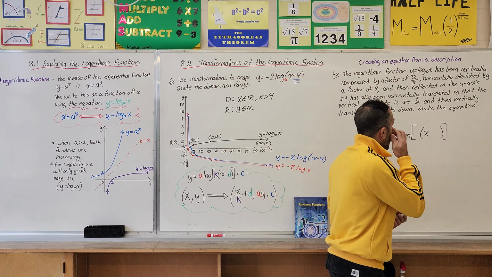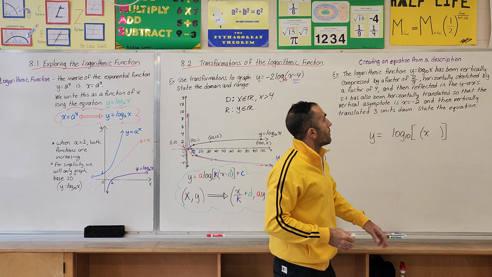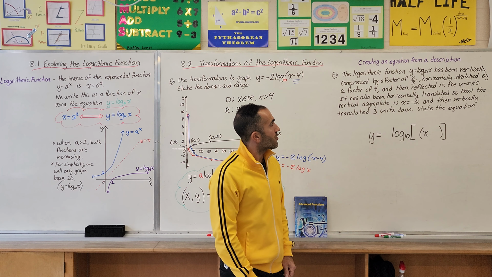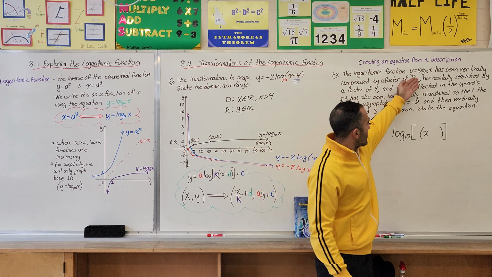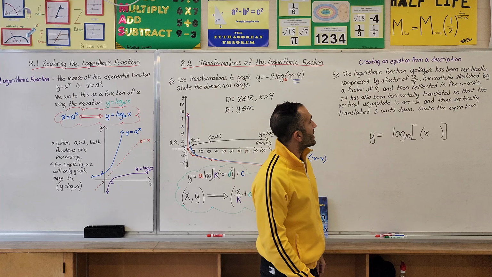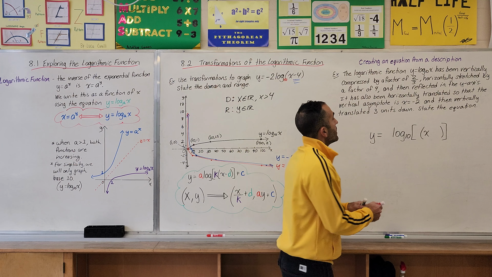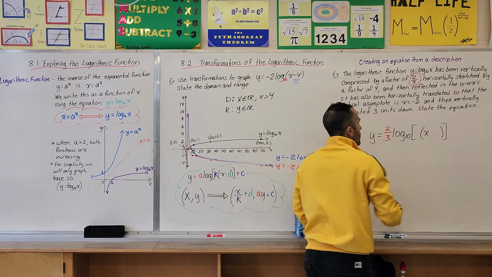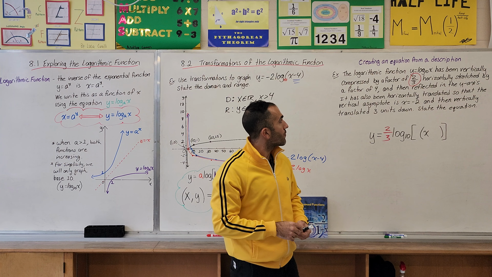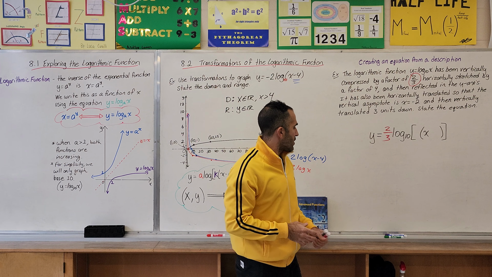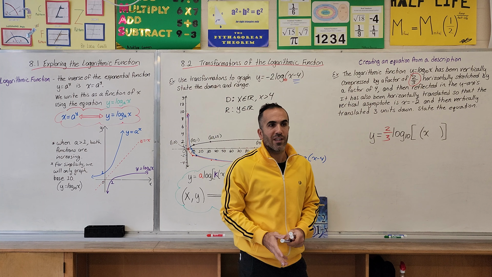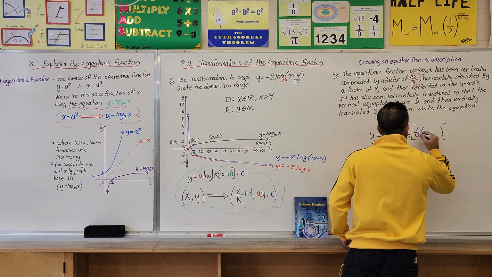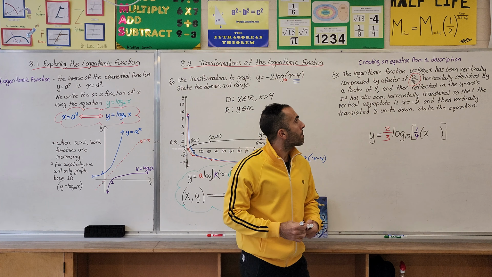Okay, now using words, we want to come up with an equation using geometric description or any description. We have a regular base 10 function, and it's been vertically compressed by 2/3. So vertically compressed by 2/3 is our a value. We put a 2/3 in front of the function. Horizontally stretched by a factor of 4. Be careful with the k value. If it's horizontally stretched by 4, the k value must be 1/4.